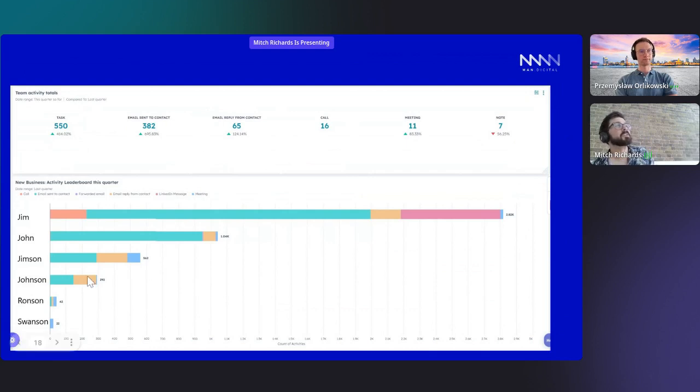If you come in here and you see that poor old Swanson down here isn't really doing any activity, I bet you if I go and look at their pipeline, it's going to be lousy too. And then I know that I can have a conversation and say, look, just a thought, can you tell me why your pipeline's not good?